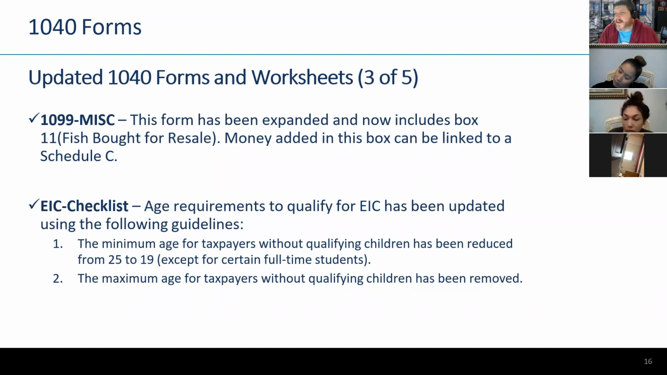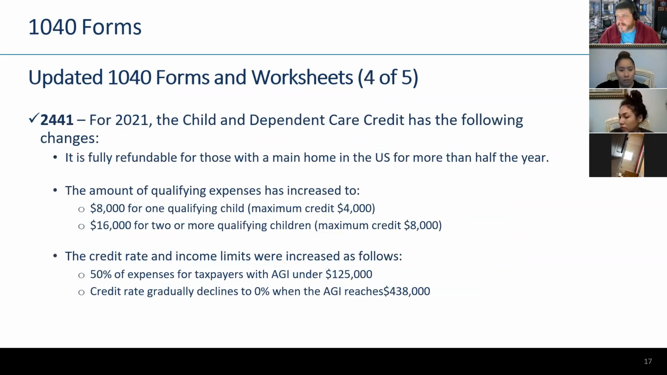The expansion on the 1099 miscellaneous, which is almost an unused form at this point. It's been expanded and now includes box 11 for fish bought for resale. So that's fun, I guess, if we're selling fish. EIC checklist. We're going to talk about this specifically, but the age requirements to qualify for EIC have been updated. And I will get into that when we get into the tax law updates in the next presentation.